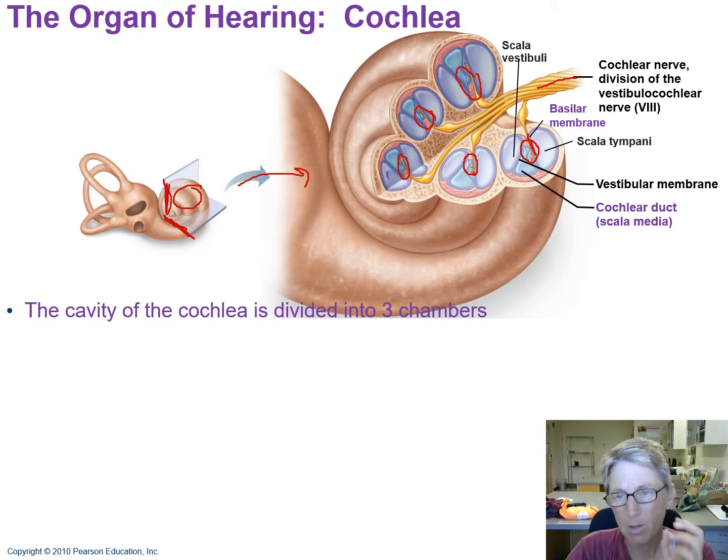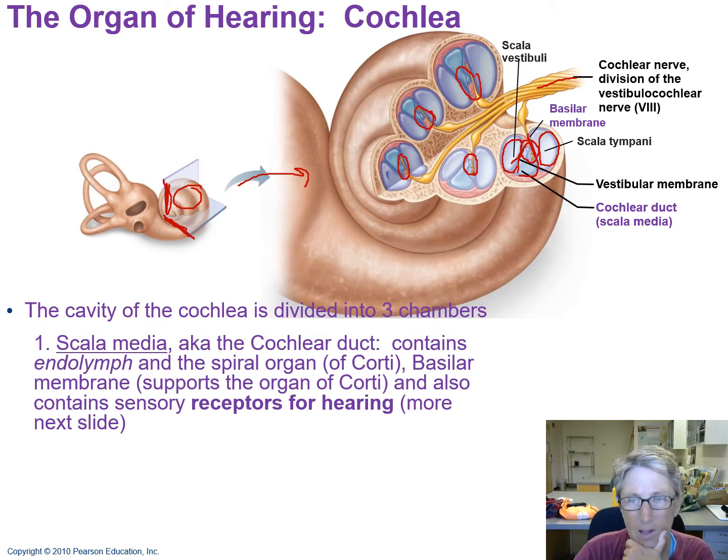And the organ of Corti is in this duct called the cochlear duct, aka the scala media. Next to the scala media you have the scala tympani, and the scala vestibuli, that's another duct. So the cavity of the cochlea is divided into these three chambers. The scala media, we just looked at that. The scala media is also called the cochlear duct.